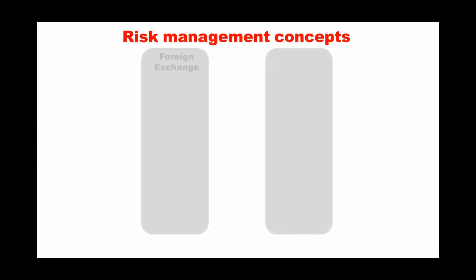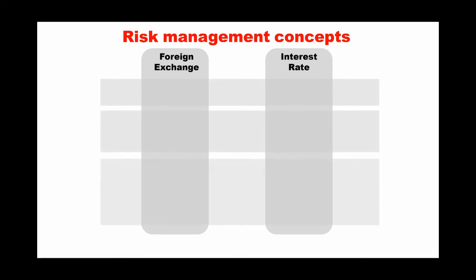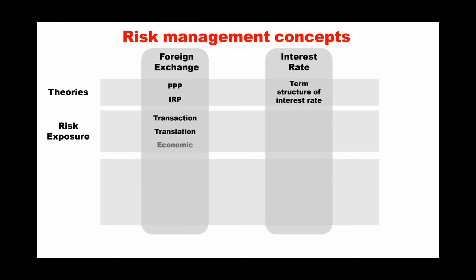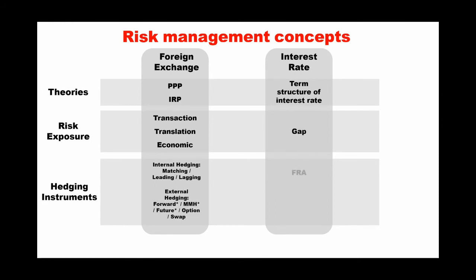Here, I would like to show you a table showing the risk management concepts. There are two columns. The first is foreign exchange. The other is interest rate. And we have three rows. The first is the theories. The second is risk exposure. Let's talk about the theories: PPP, purchasing power parity, and interest rate parity under foreign exchange, and for interest rate, the term structure of interest rates. The risk exposures under foreign exchange are transaction exposure, translation exposure, and economic exposure. For interest rate, it's gap exposure, which we mentioned is a difficult area.